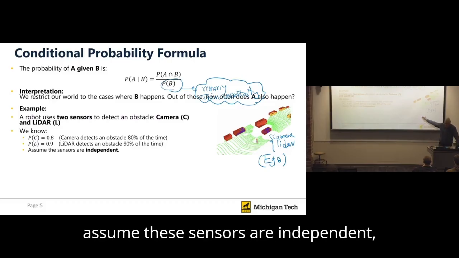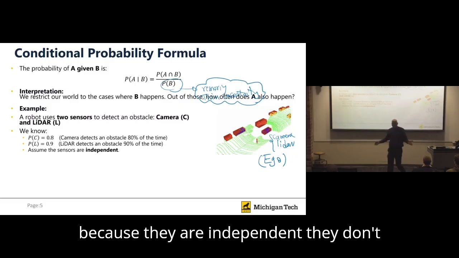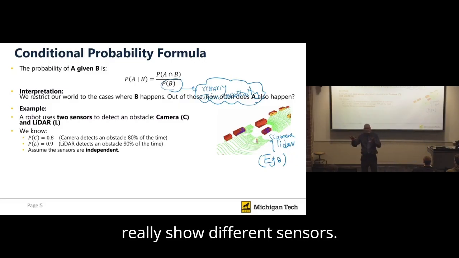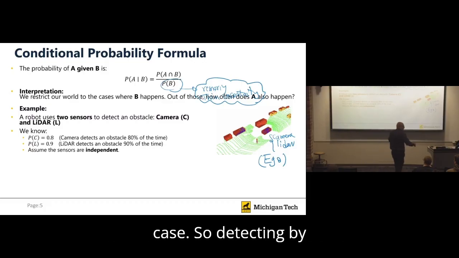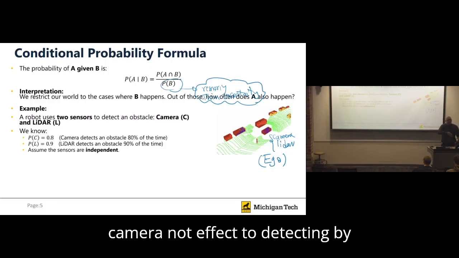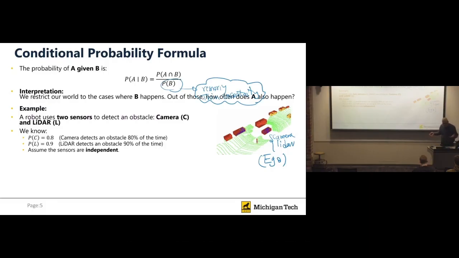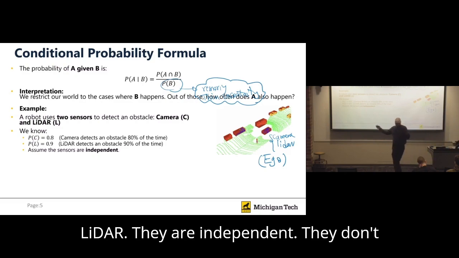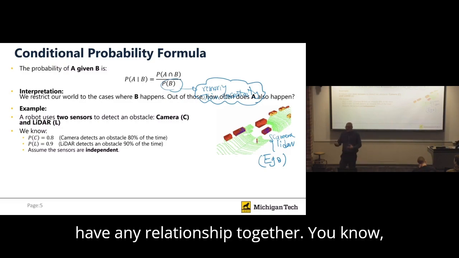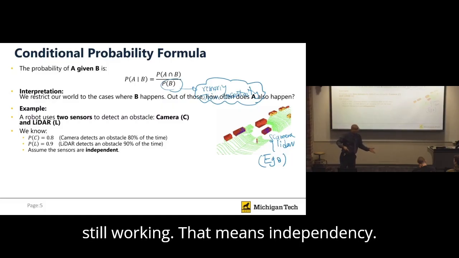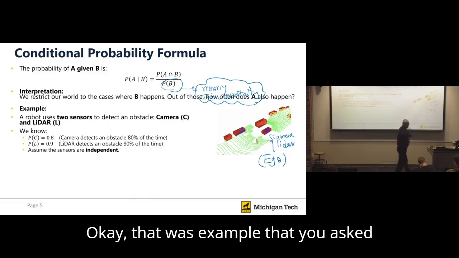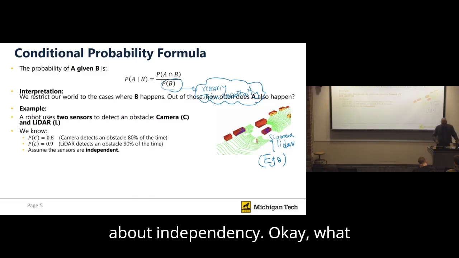OK, what do we ask? First, we assume these sensors are independent. They have different sensors. This is an example of an independent case. So detecting by camera does not affect detecting by LiDAR. They don't have any relationship together. If one of them doesn't work, the other one is still working. That means independence. OK, that was the example that you asked about independence.